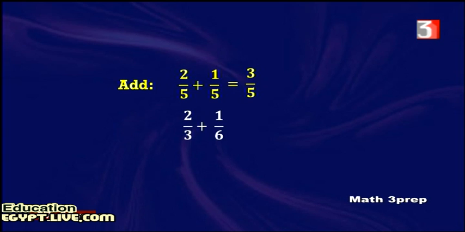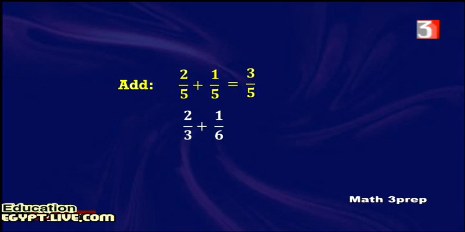Then, to add 2 over 3 plus 1 over 6, can you add these 2 fractions? Of course not. Why? Because they are of different denominators. So how can you add them? You are going to make them have the same denominator. Now, what about 3? Can you make the denominator 3 be 6 so the 2 denominators will be like each other? Of course, yes.